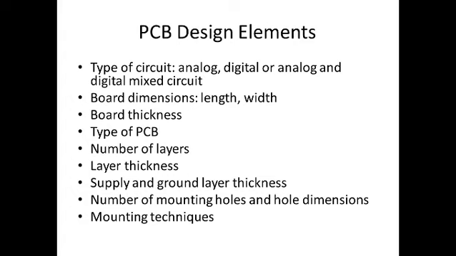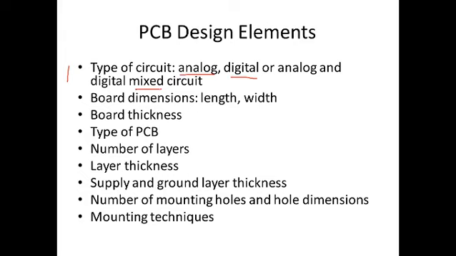Then what are the different elements you have to consider when you are going to design the PCB? So again, these are design aspects of the PCB. What things you have to consider when you are designing the PCB? So the first thing is the type of the circuit. The type of the circuit may be analog, digital, or mixed circuit, analog and digital. So depending upon that, you have to design the PCB.